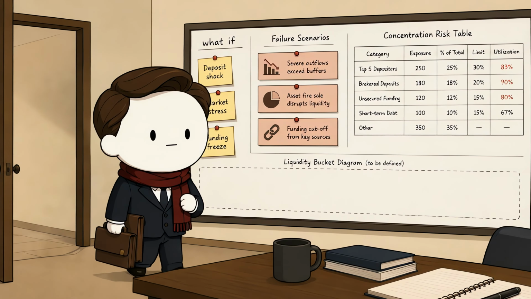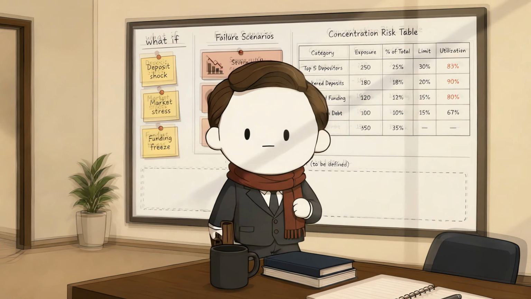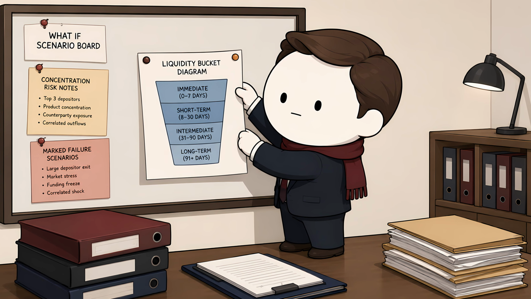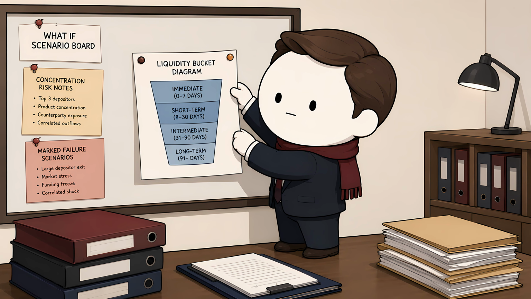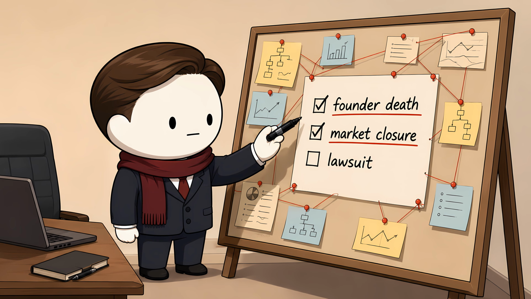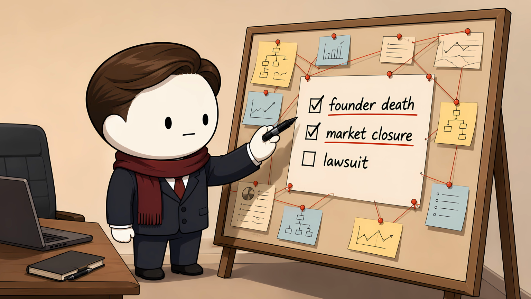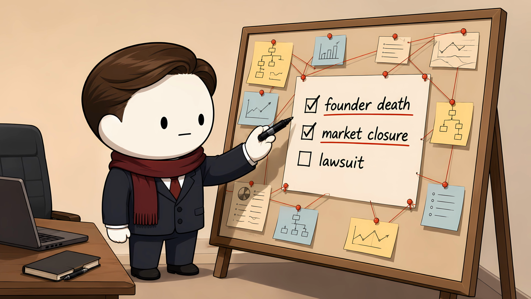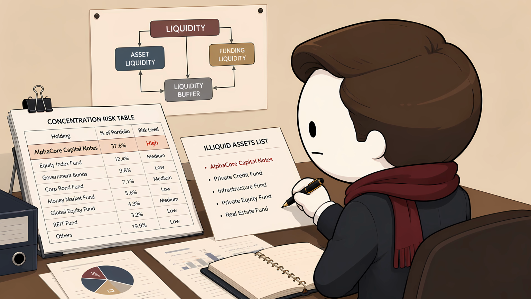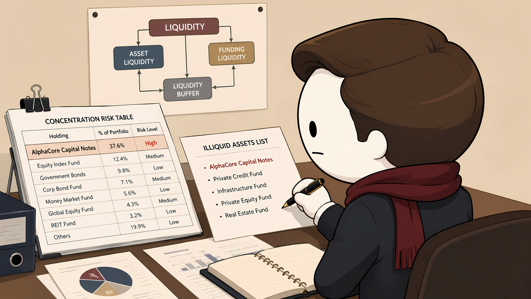You enter the office with the scenario board marked "What If?" Inside the "What If" office, you pin the liquidity bucket diagram to the board. You mark founder death beside market closure on the scenario "Founder death, market closure, lawsuit." With the concentration risk table, you compare one holding against the illiquid assets list.